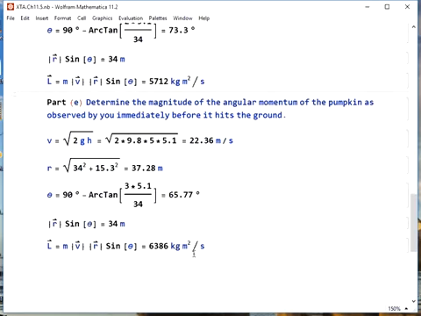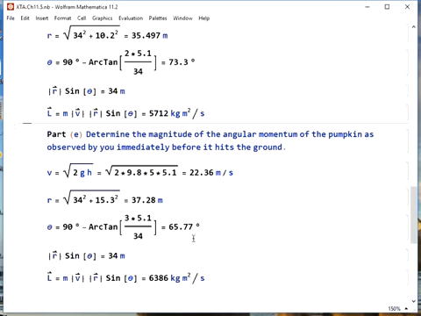Finally, part E, determine the magnitude of the angular momentum of the pumpkin as observed by you immediately before it hits the ground. We have a full 5-floor drop, so our velocity is 22.36 meters per second. r has now gone up to 37.28 meters, but theta is down to 65.77 degrees. And again, r sine theta is 34 meters. We plug in what we know and get 6386 kilogram meters squared per second.